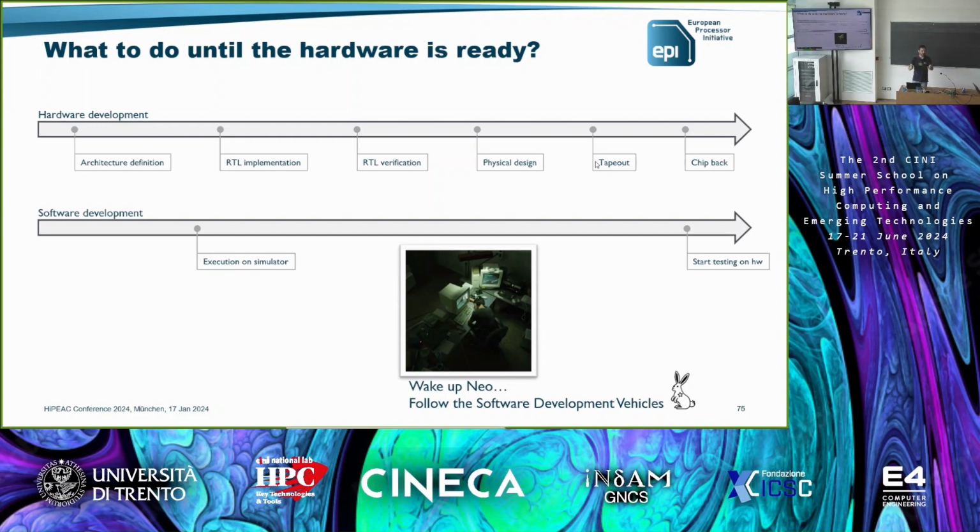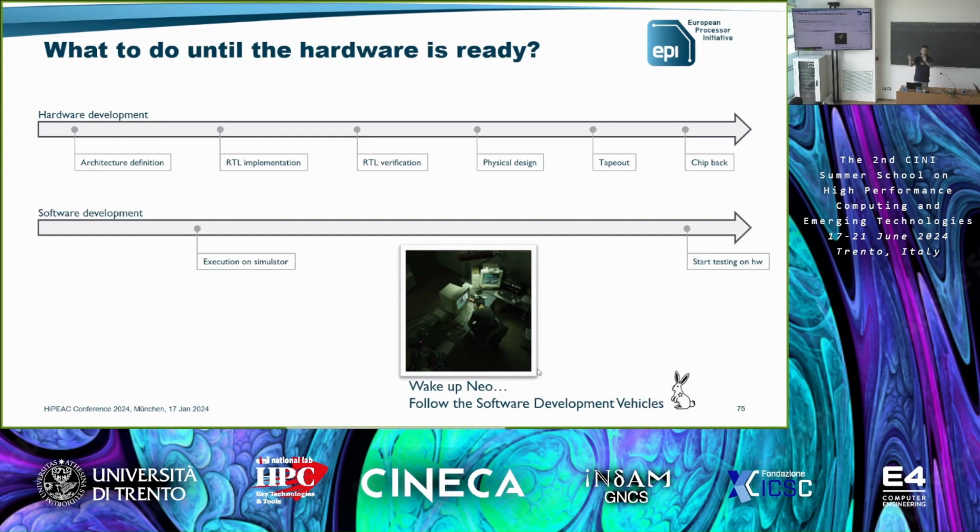So I have a room full of people, software people by the way. What do you do in that year? You have to do something in that year, right? So what we try to do is to have prototypes that allow us to work in this window of time. Usually we have simulators, but that's not fast enough for working with big software, right? So for this, we use the software development vehicles.